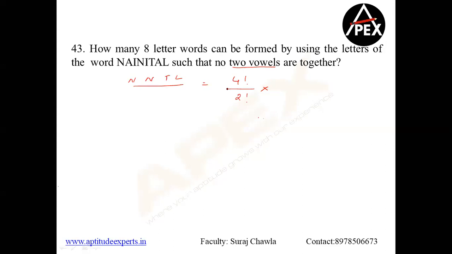Right? So once all the consonants are arranged, next my job is to see how many places are created. So we have one place created, second place created, third place created, fourth place created, and fifth place created. Out of five places I'm arranging four vowels. Now there's a small problem here. Which four vowels are you arranging? You're arranging I and A. If you're arranging four vowels, out of which two of them are similar, your answer is going to be divided by 2 factorial into 2 factorial. This is going to be your answer.